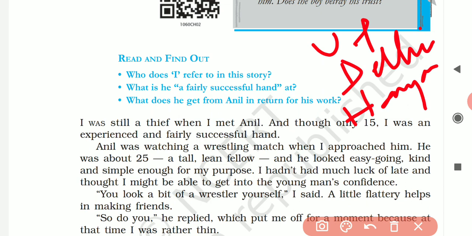Anil was watching a wrestling match. I approached him. I went near him. Who went near him? It is the young boy, right? The thief, the smart hand, went near him. He was only 25, a tall and lean fellow. Here it describes the physical look of Anil, right? Anil was 25 years old, a very young and dynamic personality, a tall man, a lean fellow, not very stout, not very fat, okay? And he looked easygoing, kind and simple. This describes his personality as it was read by the young boy at first sight. He found Anil to be an easygoing man.